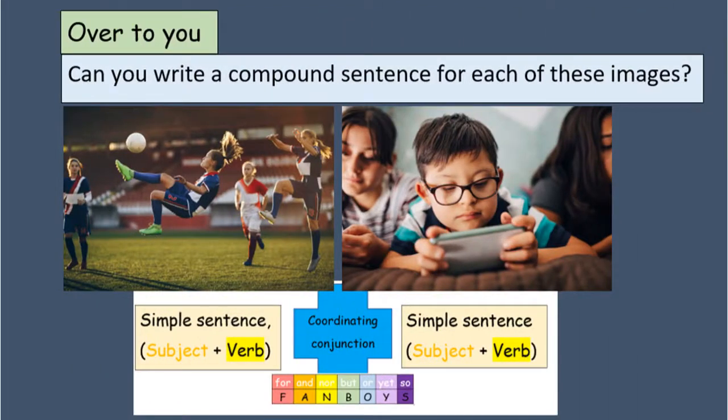Now it's your turn. Can you write a compound sentence for each of these images? Remember, you need to make two simple sentences or independent clauses. They must include a subject and a verb or a verb phrase, and you need to join both of those independent clauses together using a coordinating conjunction. And try to remember to use a comma before you add your coordinating conjunction. You could use your fanboys to help you.